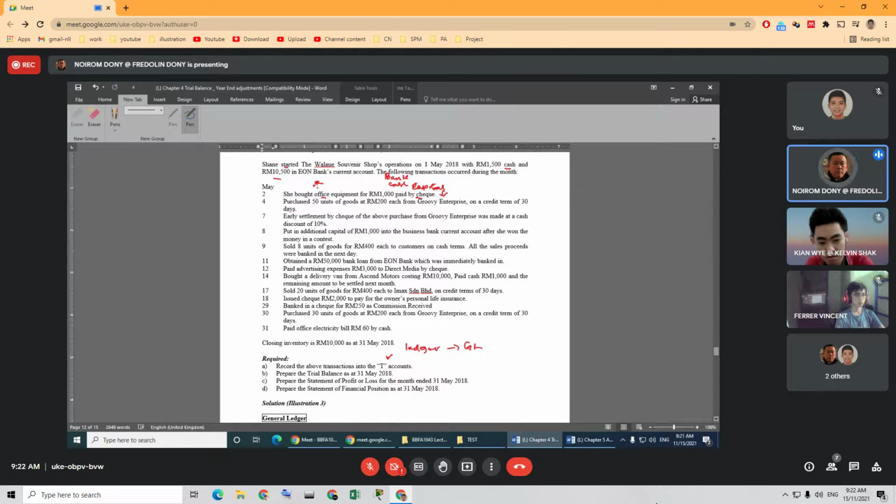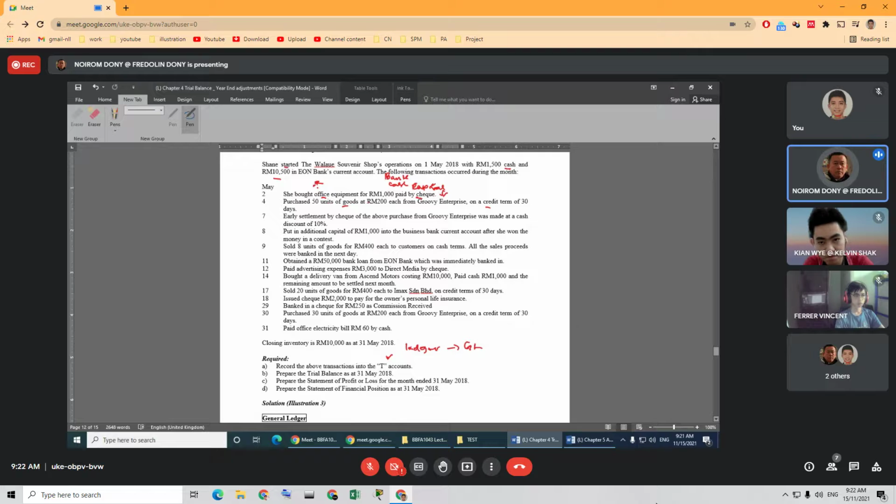Identify the keyword. So on your side, please mark the keyword. Purchase 50 units of goods at 200 each from Groovy Enterprise on a credit term. Because of credit means secara hutang. Okay, and you see, this is goods. It doesn't give you anything specific, isn't it?